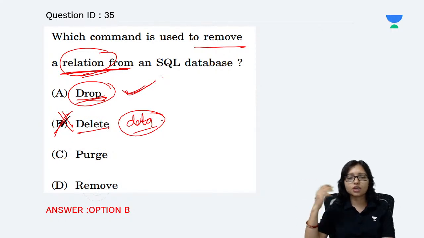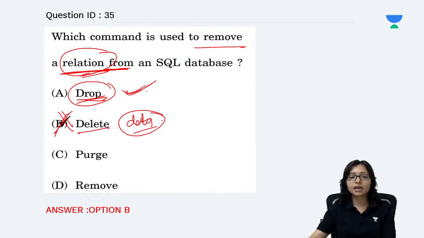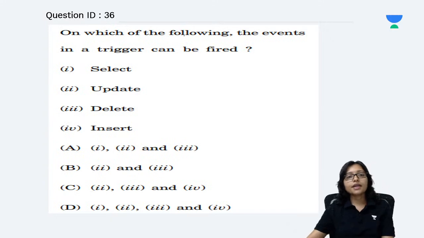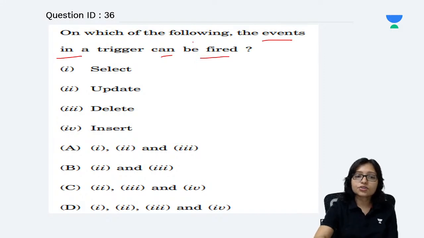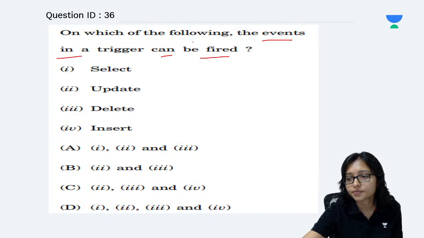Sometimes in the answer key we get a wrong option, but as per my knowledge, drop is the correct answer here. Remove means drop. Next one: on which of the following events can a trigger be fired?